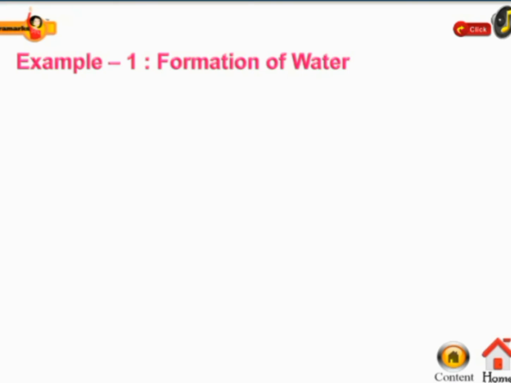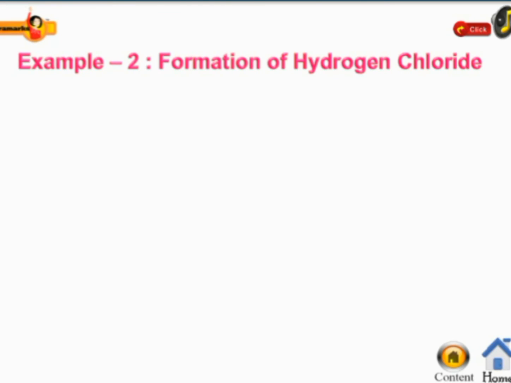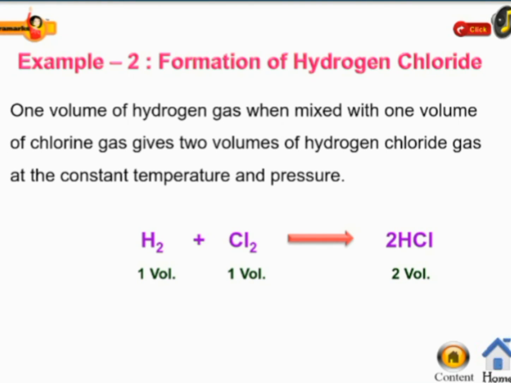Example 1. Formation of water. 2 volumes of hydrogen gas when mixed with 1 volume of oxygen gas give 2 volumes of water vapor at a constant temperature and pressure. Example 2. Formation of hydrogen chloride. 1 volume of hydrogen gas when mixed with 1 volume of chlorine gas gives 2 volumes of hydrogen chloride gas at the constant temperature and pressure.